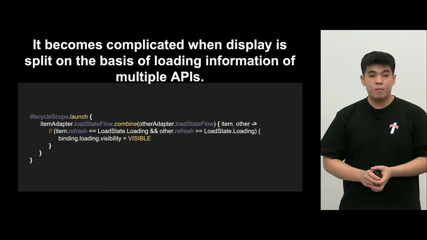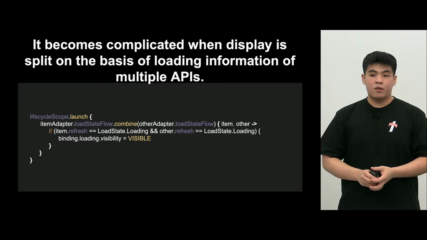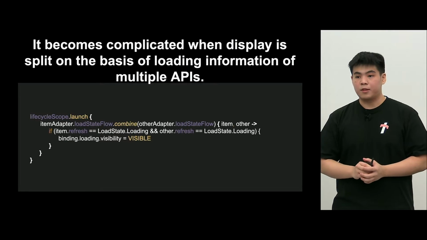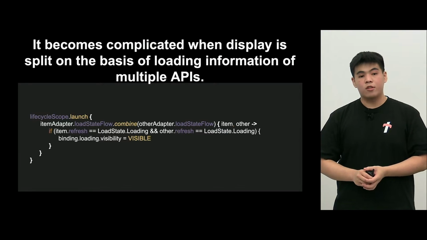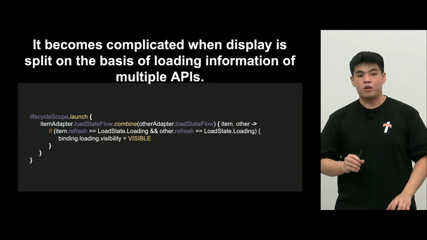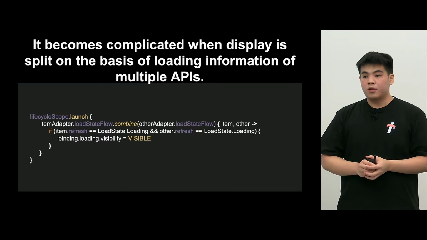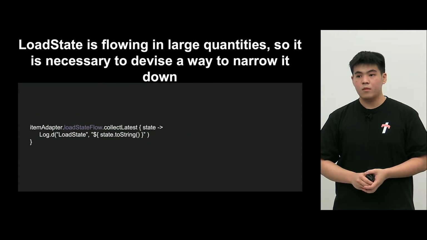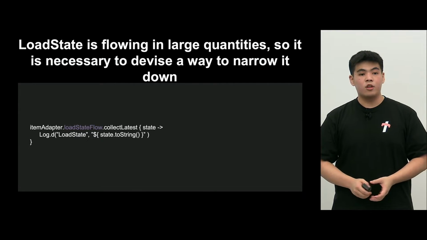Earlier, we talked about load state flow. Based on that, we will talk about why it is complicated. When the display is divided based on the load information of multiple APIs, combined logic is required, so it may be necessary to consider whether it is easier to use the existing repository. For example, if the other adapter is also loading, then we will do the loading. That's the kind of detailed logic we can make. It's not only this. The load state flow is more complicated because it needs to take into account the large amount of data flow. Next, load state requires some filtering due to the large amount of data.